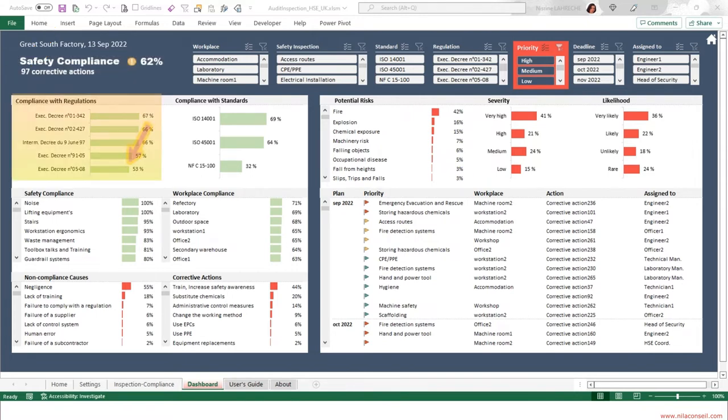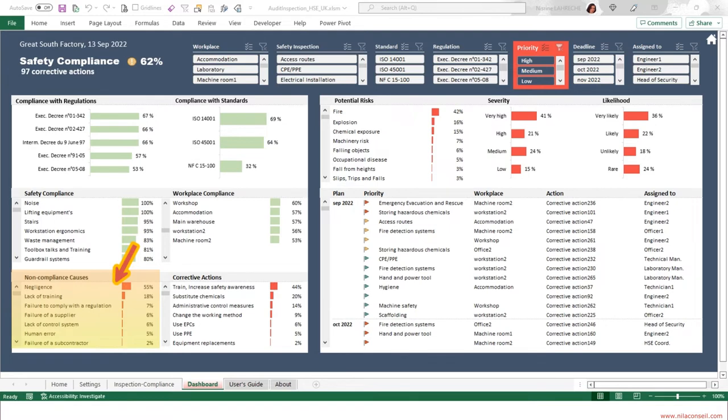The factory is compliant only 53% with Executive Decree No. 0508 on hazardous products in work environment. It is 64% compliant with ISO 45001. Lifting equipment are completely compliant with safety standards and regulations. The machine room 2 is the least compliant workplace.